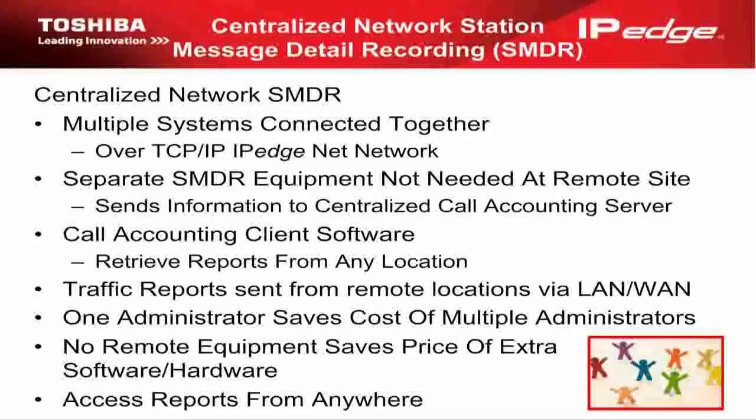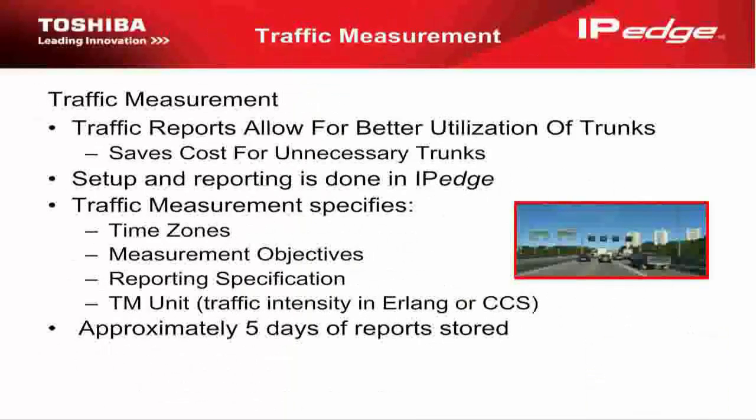The traffic reports from the SMDR output of each system let users keep better control of their telephone line needs. They can save money by eliminating unnecessary lines, knowing they have the facts to back up their decision.